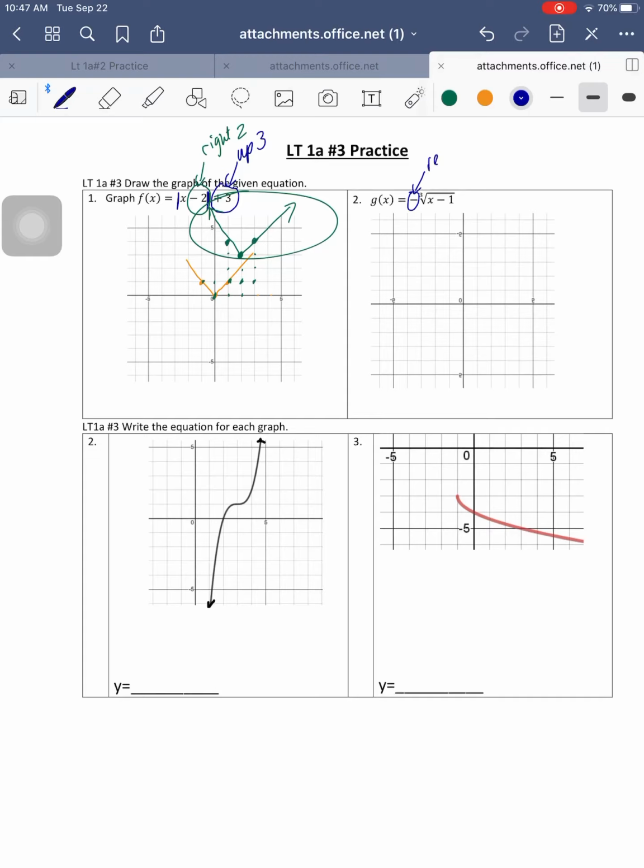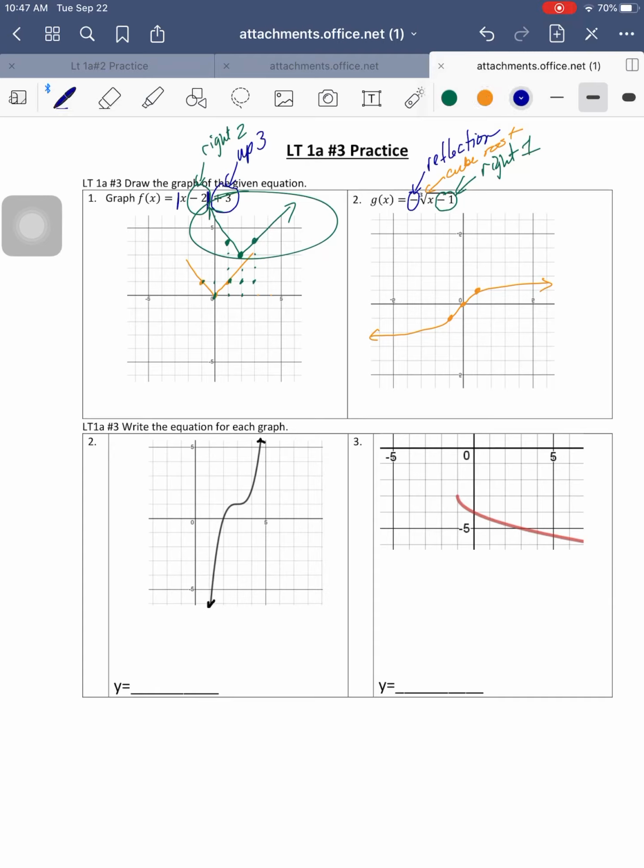Next, we have, on the outside here, looking back at your notes from today, that's a reflection across the x-axis. And on the inside, that means we're going right 1. And this is a cube root function. So for a cube root function, we're going to draw the quick parent function, looking back at our notes from day 1. Those are the 3 key coordinates.